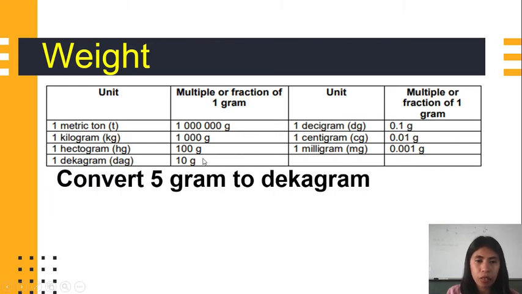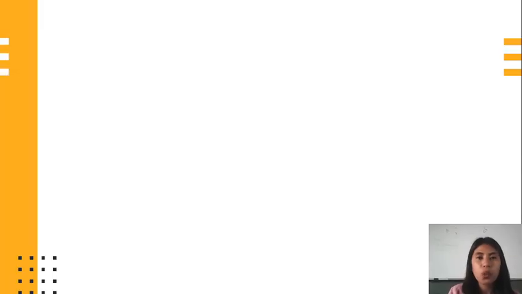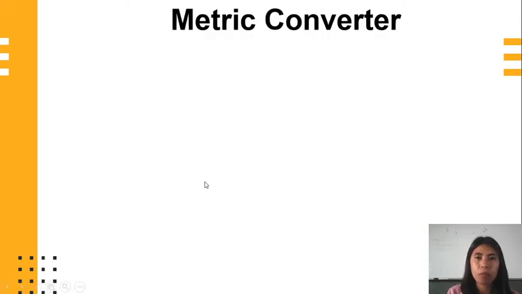So we have decagram to gram. So 5 gram, since that is gram, our denominator is 10 gram. The numerator is 1 decagram. So 5 times 1 is equal to 5 divided by 10. We have 0.5 decagram. Next, I will teach you the other way of converting the metric system using the metric converter.